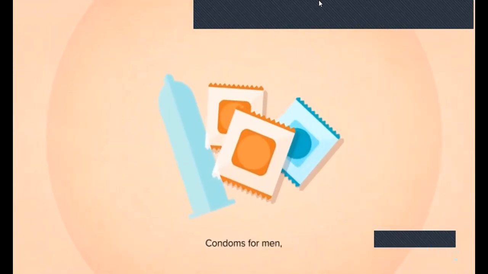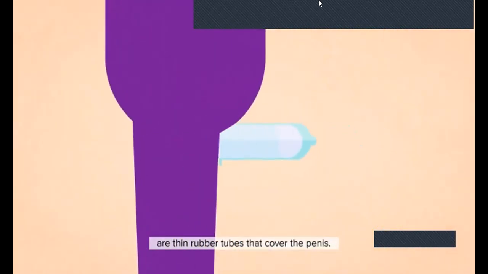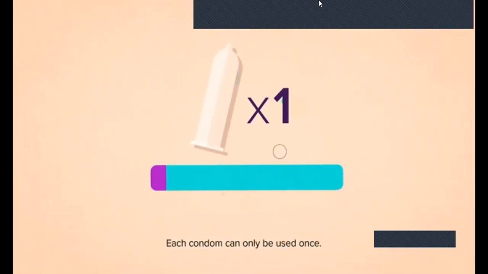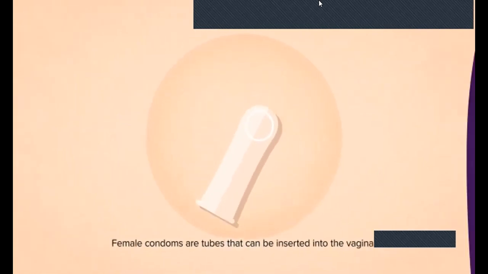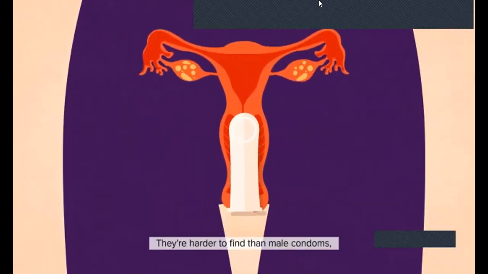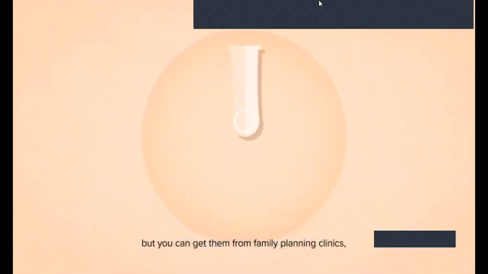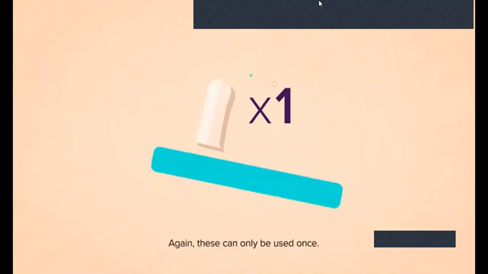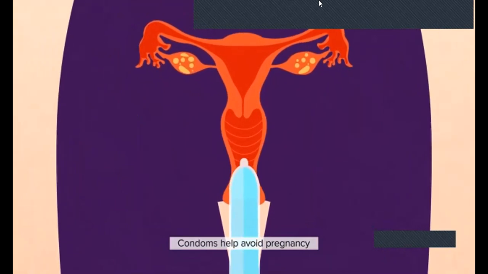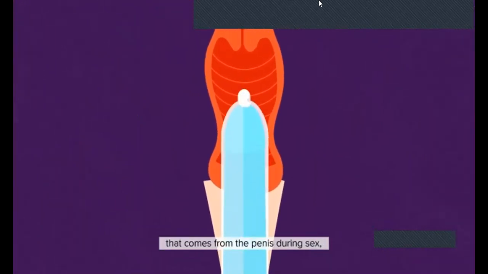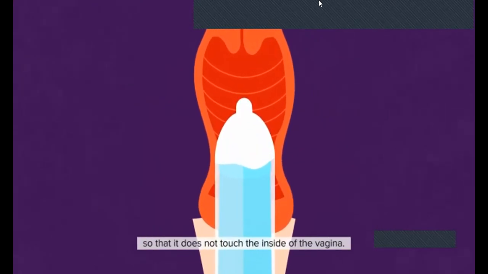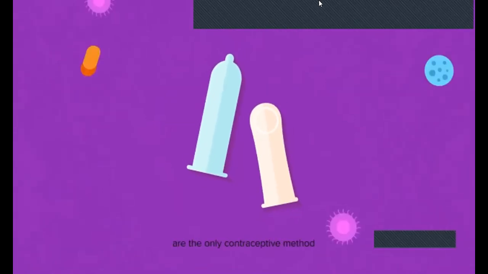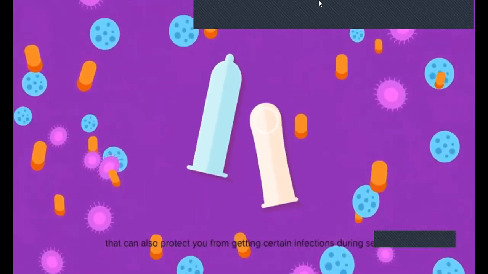Condoms. Condoms for men are thin rubber tubes that cover the penis. You can buy them at supermarkets and pharmacies. Each condom can only be used once. Female condoms are tubes that can be inserted into the vagina. They're harder to find than male condoms, but you can get them from family planning clinics, some pharmacies, and on the internet. Again, these can only be used once. Condoms help avoid pregnancy by trapping the white fluid containing sperm that comes from the penis during sex, so that it does not touch the inside of the vagina. Be aware that condoms are the only contraceptive method that can also protect you from getting certain infections during sex.